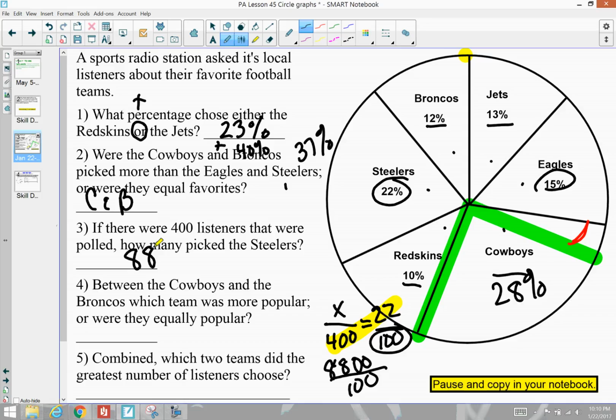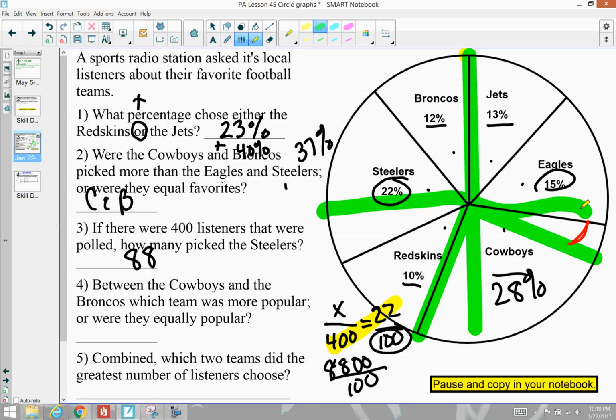Okay, so let's think about, does that make sense? So 400, if we split our circle into 4 parts, let me show you what that would look like. We already said, here we go, we're doing that, and then we're doing that. So then we would have 25, 25, 25, and 25. We already said the Cowboys is a little bit more. The Steelers is close to that, a little bit less.